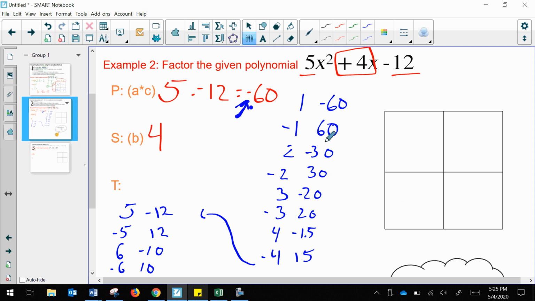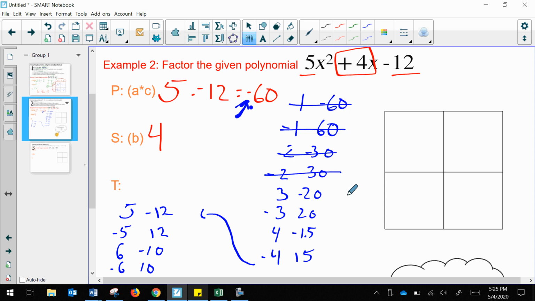So I'm looking for two numbers that, when I add them together, give me positive 4. Well, that one's going to give me negative 59, so I can cross that one out. Probably cross that one out too. And you can kind of save yourself some steps. If I'm looking for a pretty small number, I'm going to have a pretty small difference between my two numbers here. Looking at 2 and negative 30, if I add those together, I would get negative 28. That doesn't work, so that one won't work.